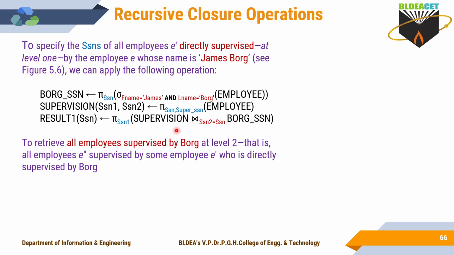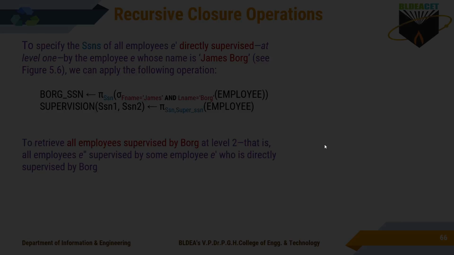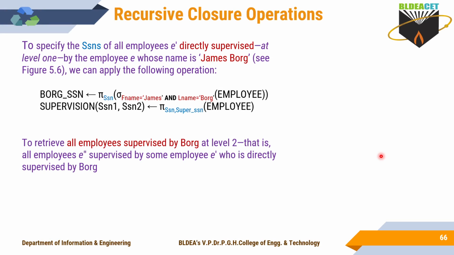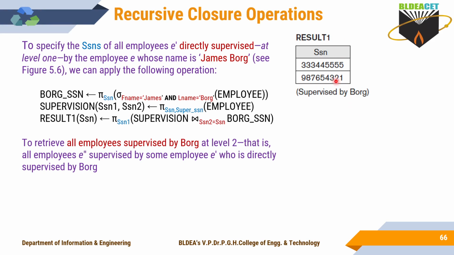Then you join this supervision and the result, using the condition SSN2 equal to SSN. Where SSN2 is equal to SSN1, that you have to check here. This is your SSN2 and this is your SSN. Where these two are equal, that indicates the role of the supervisor here. That result it stores here. So these are the two employees who are supervised by this James here.